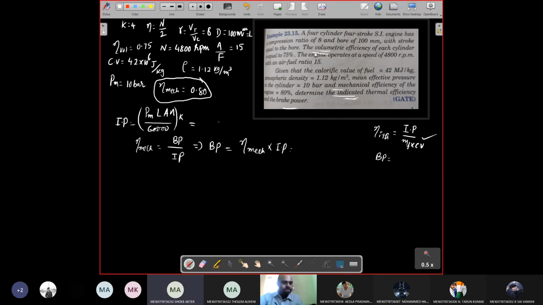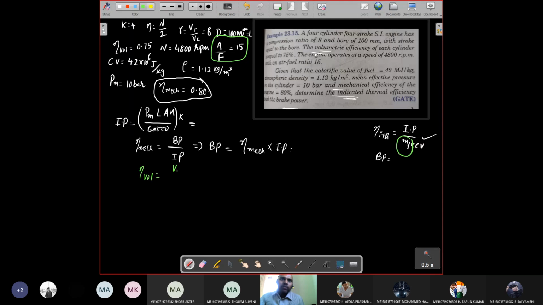One data is not there. You need to calculate the mass of fuel. For that, what has he given? Air fuel ratio is given. If you know the mass of air, then we can calculate the mass of fuel. Now our ultimate aim is to calculate the mass of air. For that, volumetric efficiency is given.